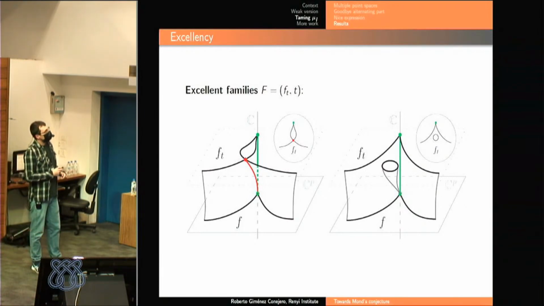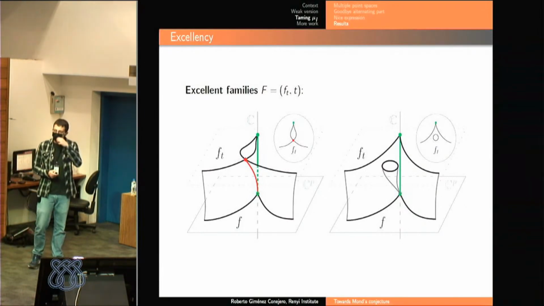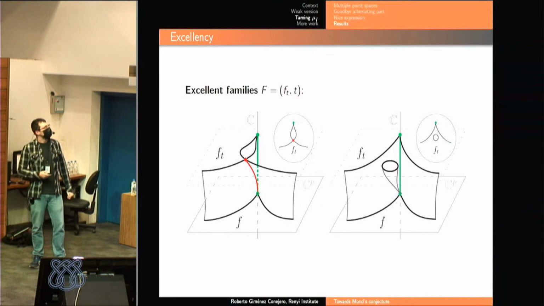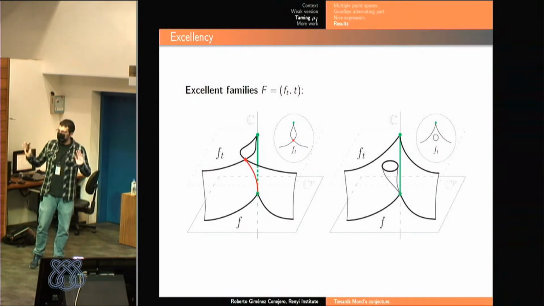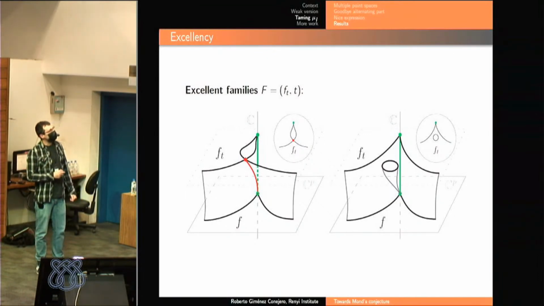This condition of excellent families is very related to equisingularity. So this is interesting, because equisingularity is interesting. And okay, what is an excellent family? This is an example of a not excellent family. Why? Because here you have something that is splitting from the axis of instabilities. So here you have your family, and here you have your axis of instabilities.